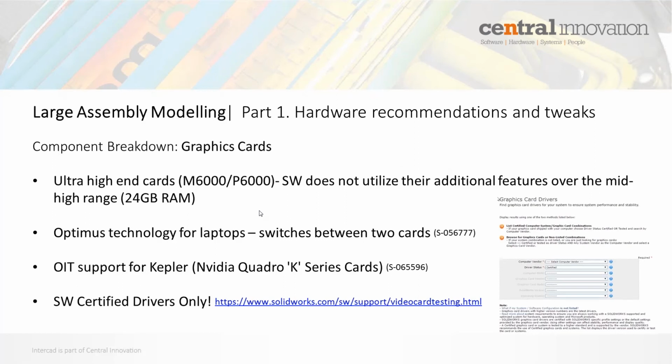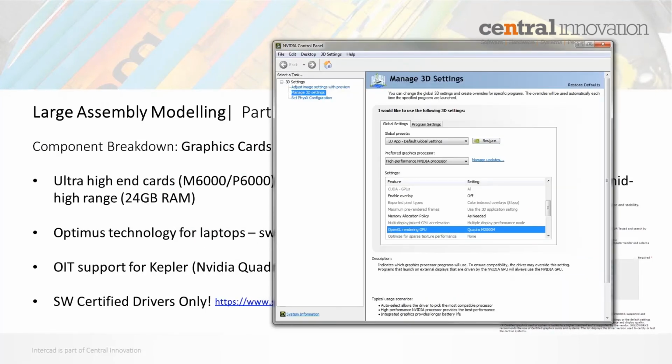The Optimus technology for laptops. This is a technology which allows two graphics cards to exist on the system at the same time. If I open up the NVIDIA display control panel, which you'll see there on the screen now, you'll know that you've got an NVIDIA high performance processor if you see this option to pick a preferred graphics processor. If I drop that down, you can see I can switch between using the high performance NVIDIA processor or integrated graphics.